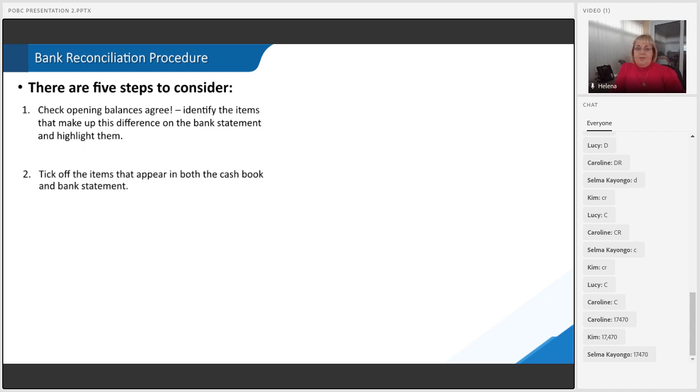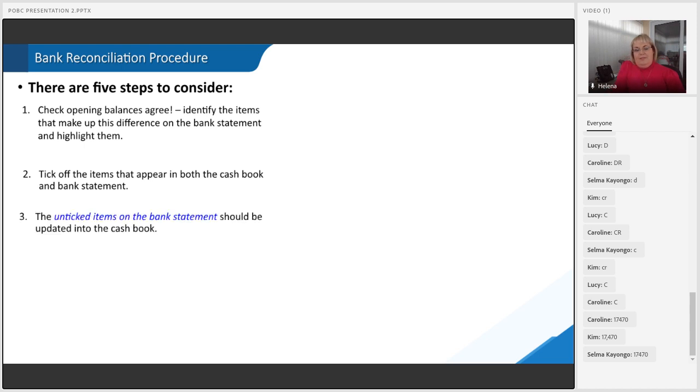Step 2 is where we're going to have a look at the balances that appear in both. So there'll be certain transactions that are in the cash book and also on the bank statement. And if we were doing this manually, guys, we'd get our highlighters out and we'd make our papers look extremely pretty by highlighting the transactions that are in the bank statement and highlighting the transactions that are on the cash book. Okay, so the ones that appear in both, step 2.